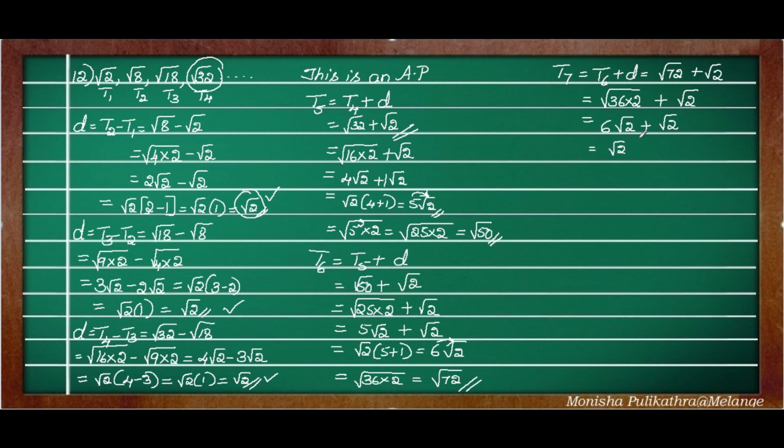Again you take root 2 common here. The remaining will be 6 plus 1. So it is 7 root 2. After this you have to insert this 7 inside the square root itself. That will become 7 square into 2. So 7 square will become 49 into 2. So 49 into 2 is 98. So this is the 7th term.